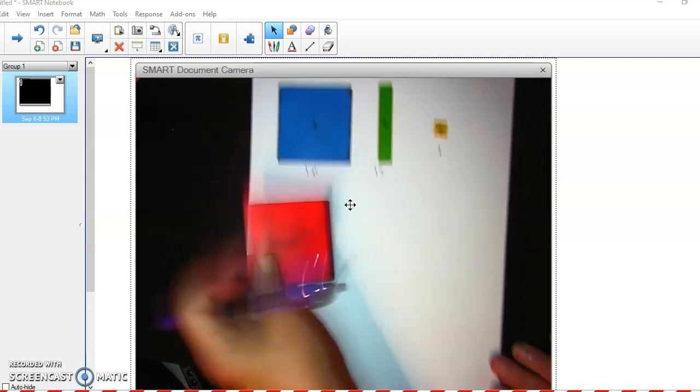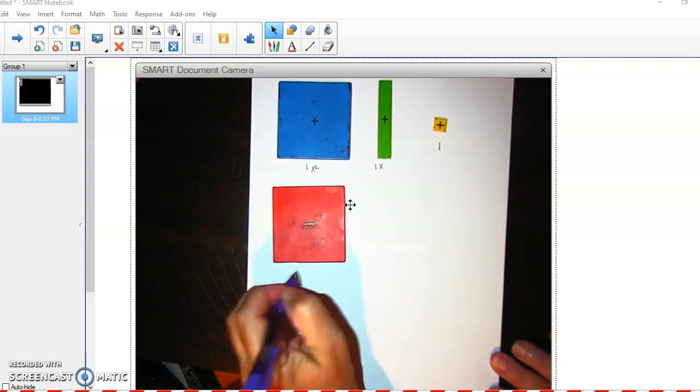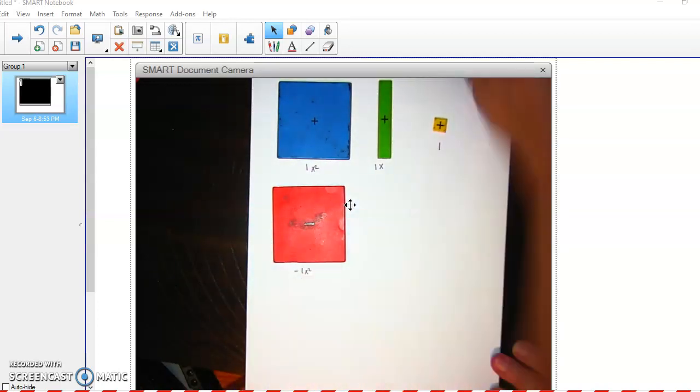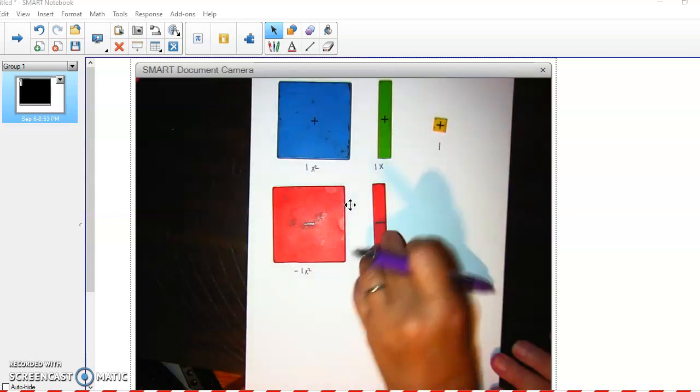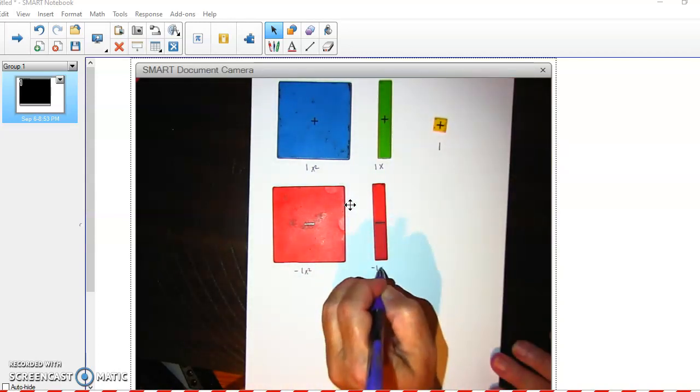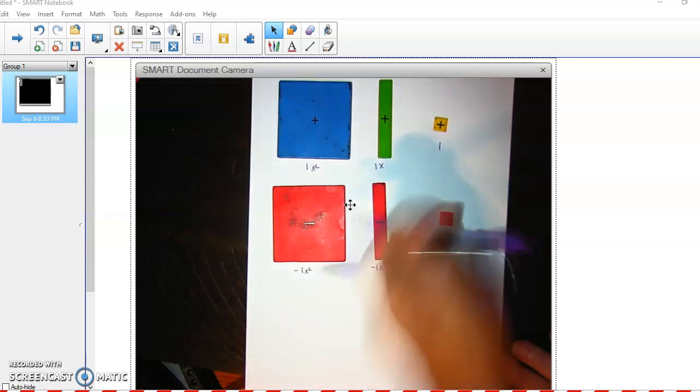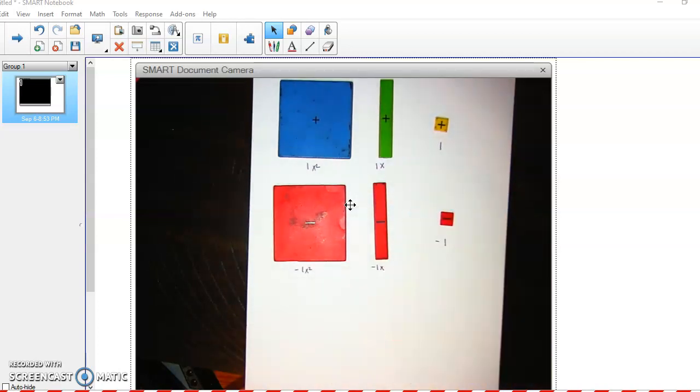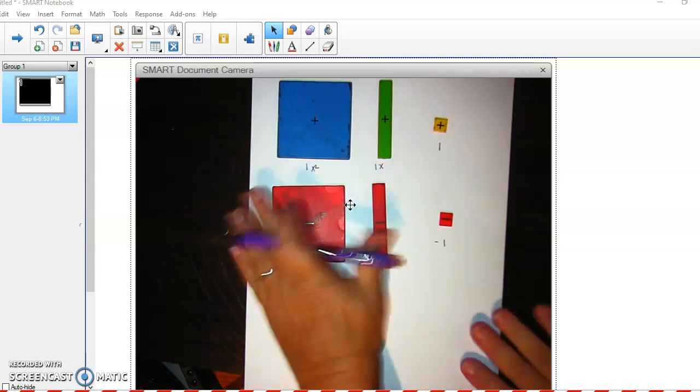Okay, when we turn them over, we get the negative 1x squared, or negative x squared, and this is a negative x, or negative 1x, and this is negative 1. Okay, so let's practice writing them first.